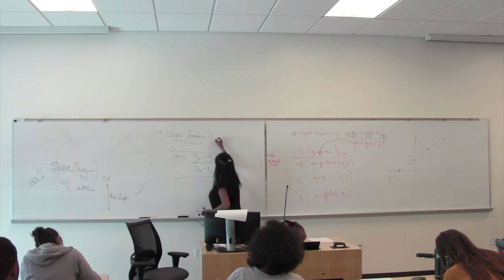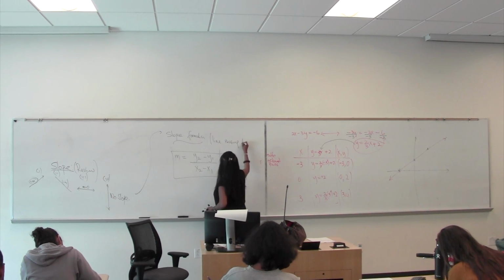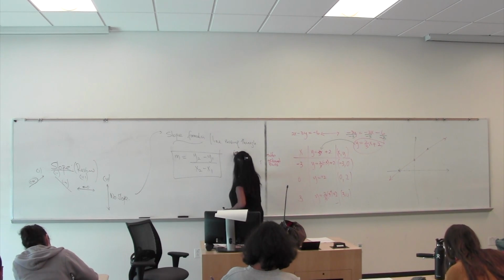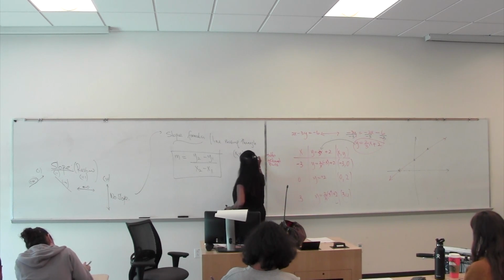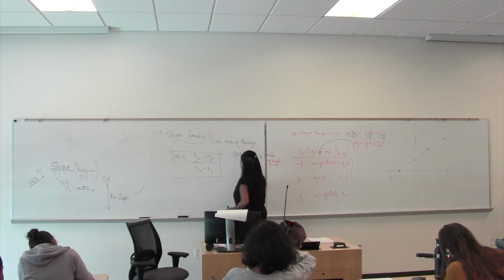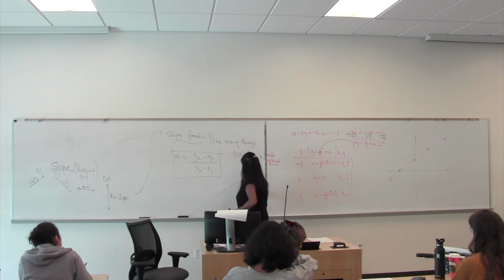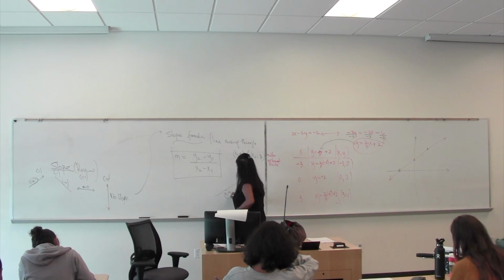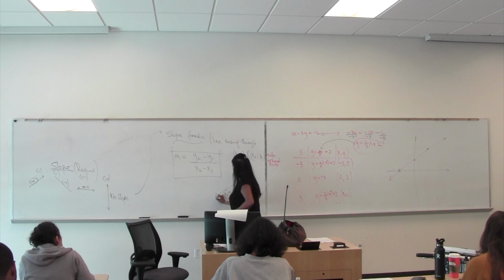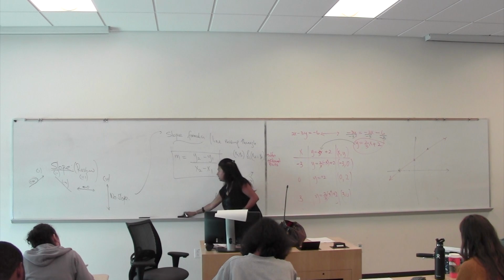If a line is passing through x1 comma y1, this is 1 point, and x2 comma y2, these 2 points, to find the slope we do this. So if you have a line passing through x1 comma y1 and x2 comma y2, this is the slope. How to find the slope of a line. Okay?